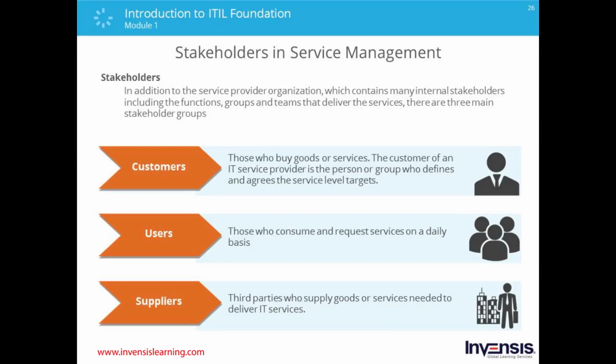And customer is the one who is paying the money. That's the main thing. You see, who buys the goods and services. That's the ITIL definition for a customer. Watch out in the exam, you can get a question: which of the below is a customer? It will say an individual who is paying for the services, an individual who is demanding services. So you need to select the individual who is paying for the services, or a group or a department or an organization who is paying for the services.